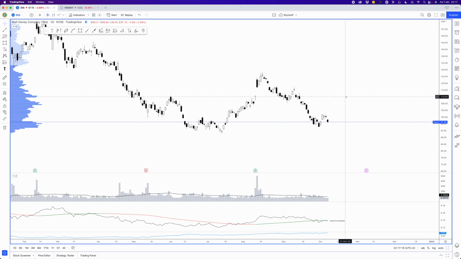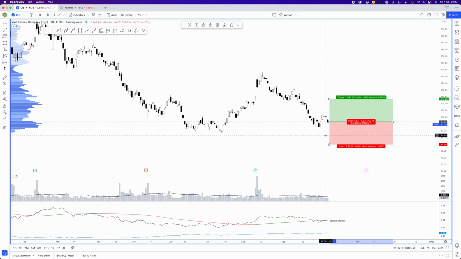In this video, I would like to show you how you can use TradingView to calculate your position size really easily. The way that you do that is that you use the long position tool if you're going long, and the short position tool if you're going short. Just place that tool on the screen and then you can adjust your risk.